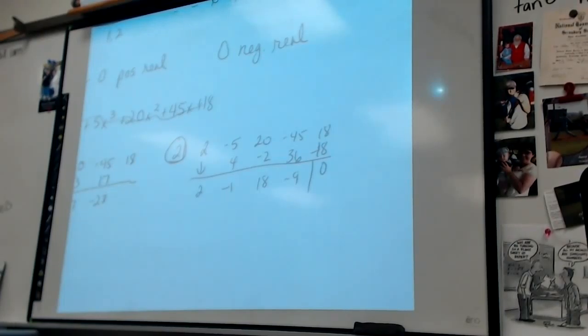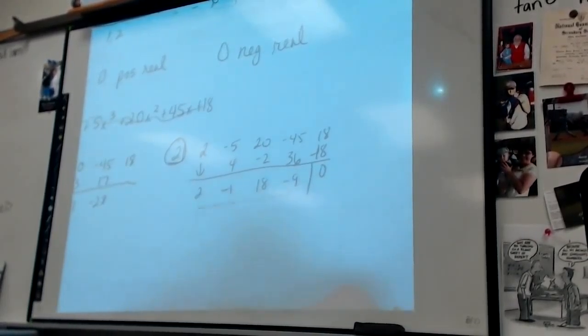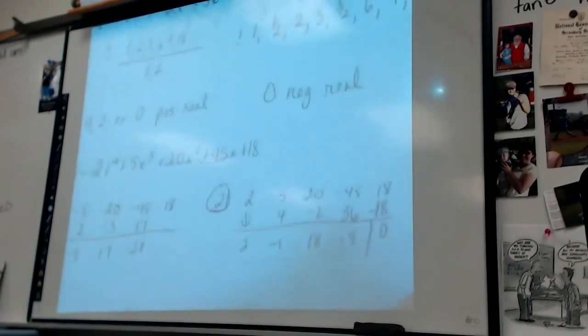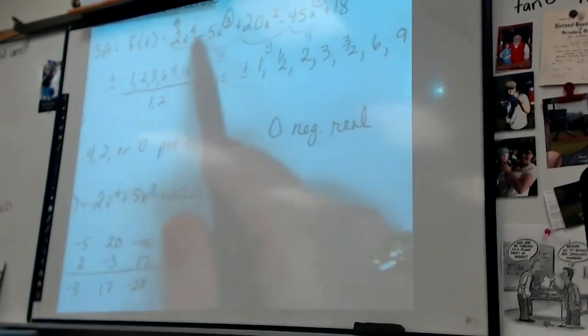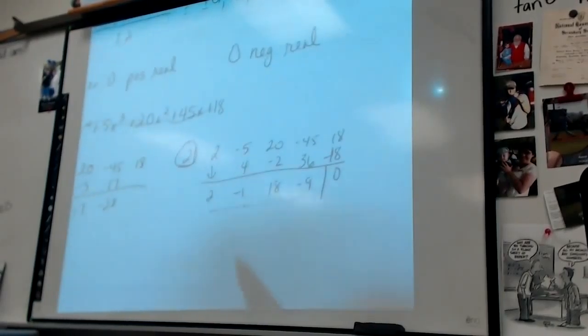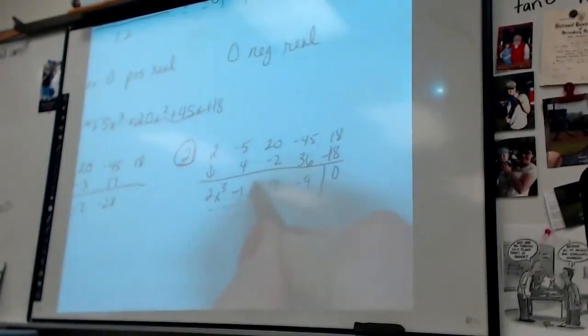All right, so now on this one, we want all zeros. Positive, negative, everything. So now we want to use our depressed polynomial. So 2 would be a coefficient of what? X what? X cubed, because you go down 1 from where you started. So x cubed, x squared, x. So 2x cubed minus x squared plus 18x minus 9.